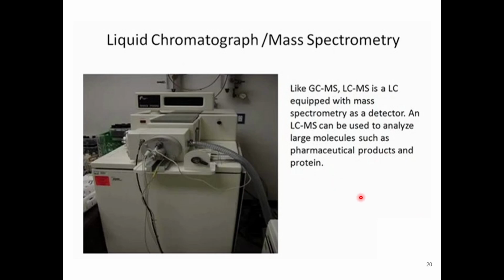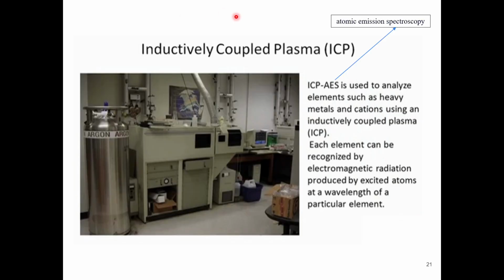So these are very much useful in biology and health related, medicine related fields basically. One more way is to use the inductively coupled plasma, or ICP. When coupled plasma ICP is added with AES, that is atomic emission spectroscopy, it is used to analyze elements such as heavy metals and cations using an inductively coupled plasma ICP.